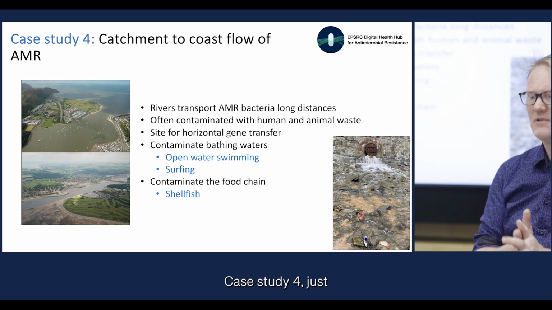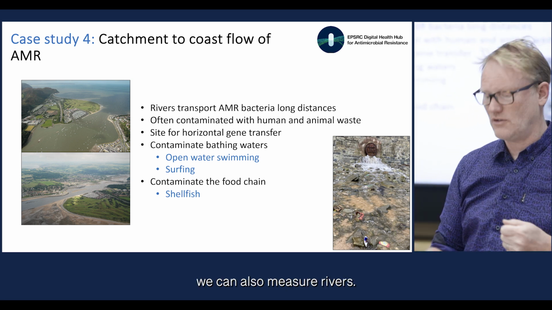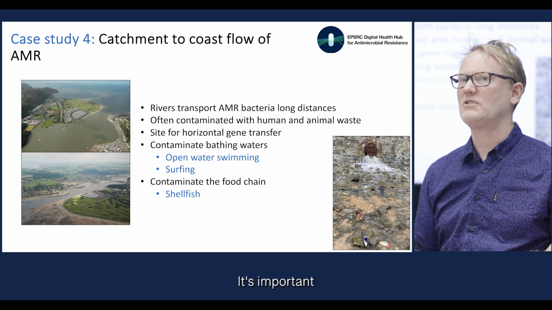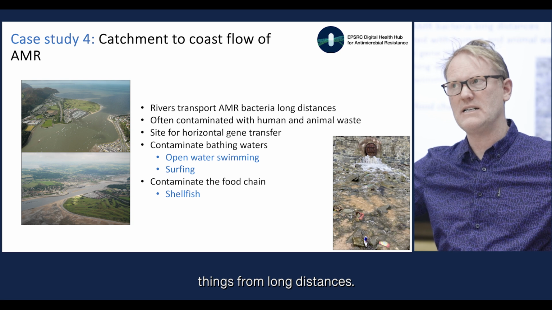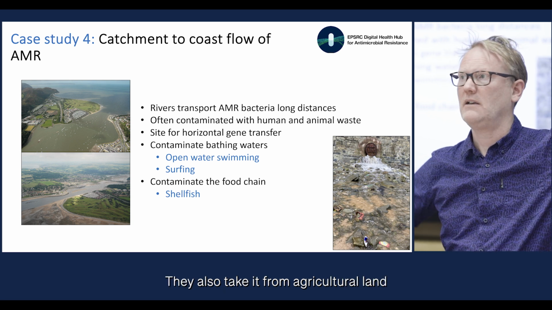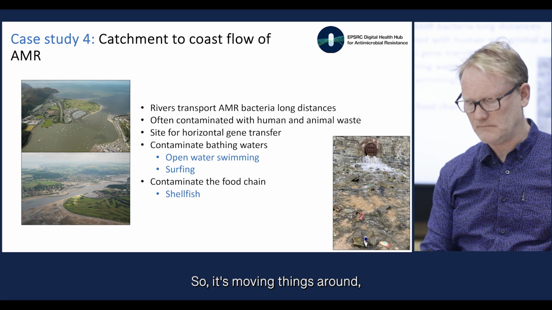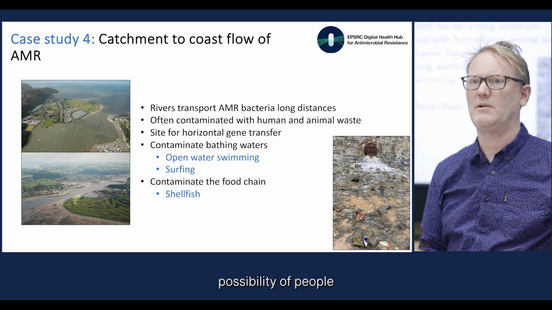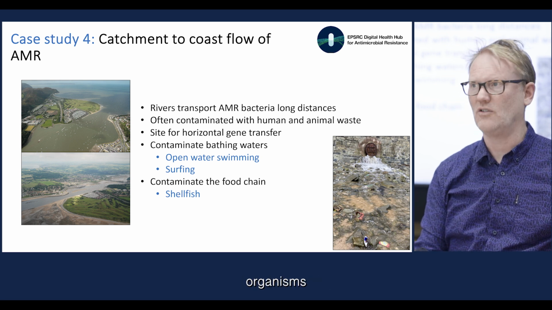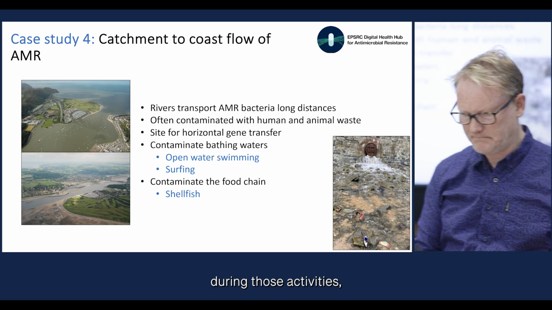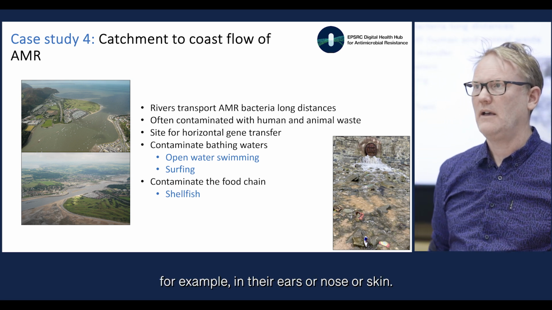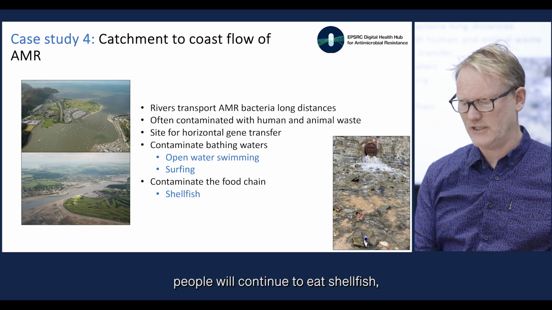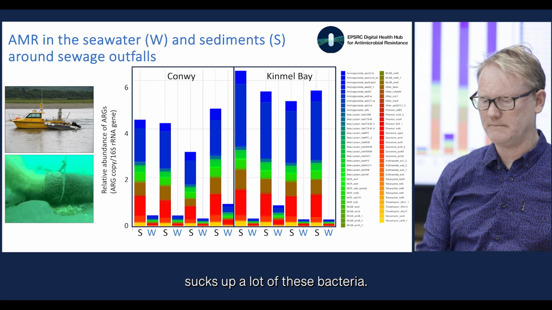Case study 4, just to quickly move on, we can also measure rivers. It's another classic place to look at antimicrobial resistance. It's important because rivers transport things from long distances. It also takes it from agricultural land right to the coast, so it's moving things around. And with more people doing open water swimming and surfing around the UK, there's a greater possibility of people contracting these resistant organisms through drinking water during those activities, or getting infections in, for example, their ears or nose or skin. And also people will continue to eat shellfish, which again sucks up a lot of these bacteria.